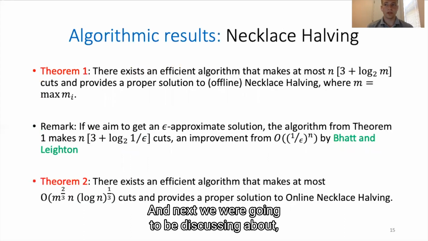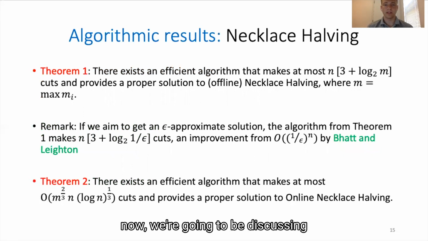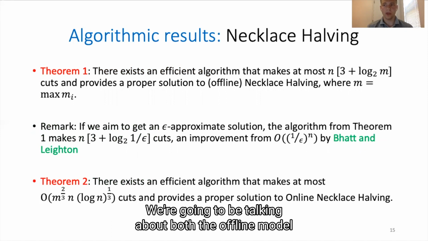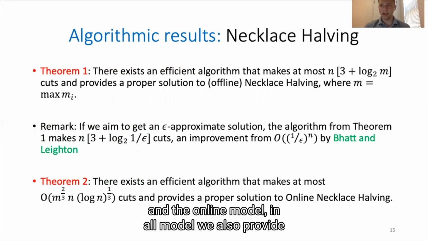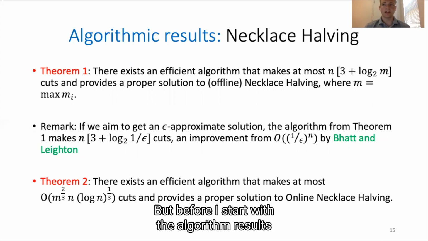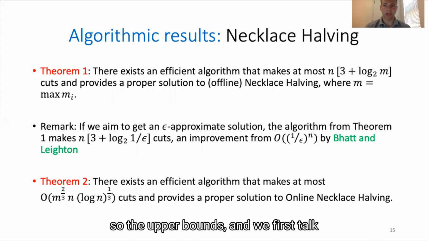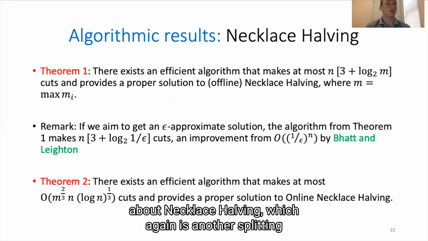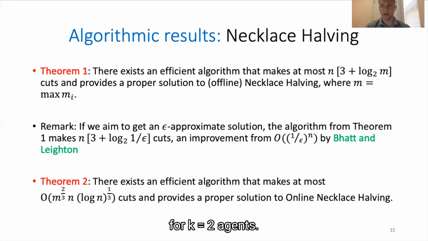And next we're going to be discussing our results for the problem. We're going to be talking about both the offline model and the online model. In the online model, we also provide some lower bounds, but we first start with the algorithmic results, so the upper bounds, and we first talk about necklace halving, which again is necklace splitting for k equals 2 agents.